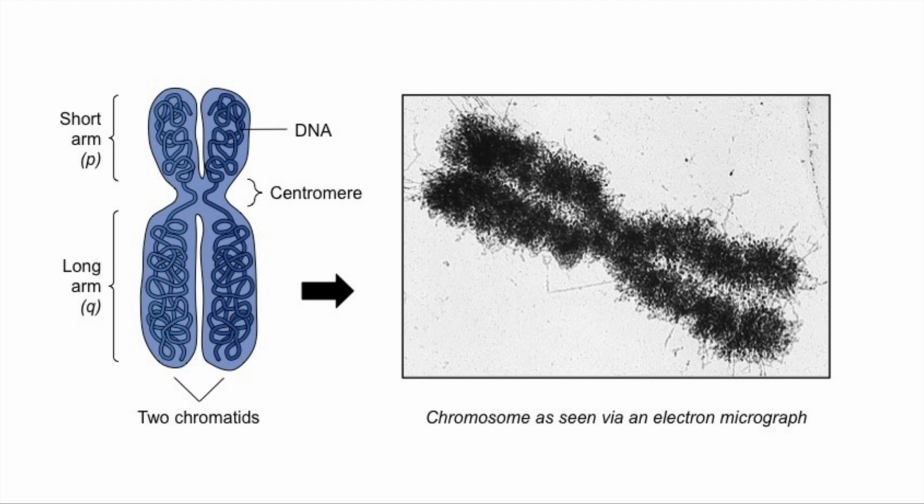So we can see that here there is a diagram of a chromosome which is made of two identical DNA molecules which are known as chromatids, and these are connected by the centromere.